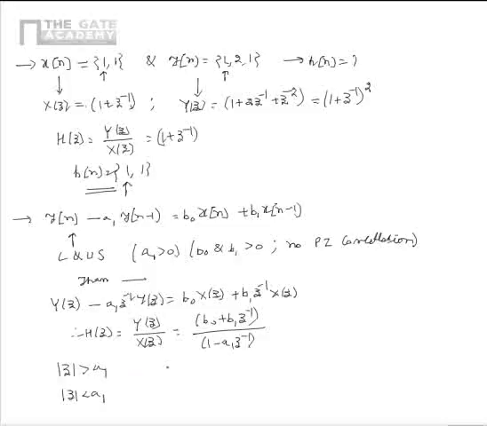But it is given that the system is causal and unstable, so mod z less than a1 is not a possible ROC. As the system is causal, mod z greater than a1 is the possible ROC. As the system is unstable, a1 should be greater than 1 because in this case the ROC wouldn't include the unit circle. From this, we see that the condition that needs to be satisfied is a1 greater than 1.